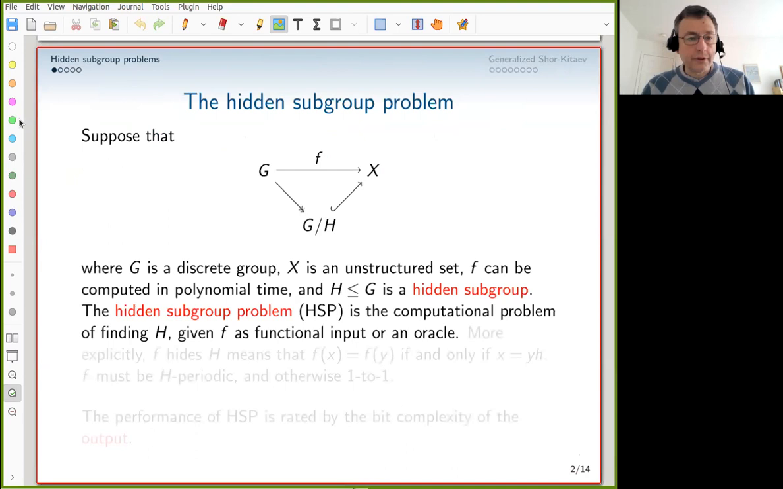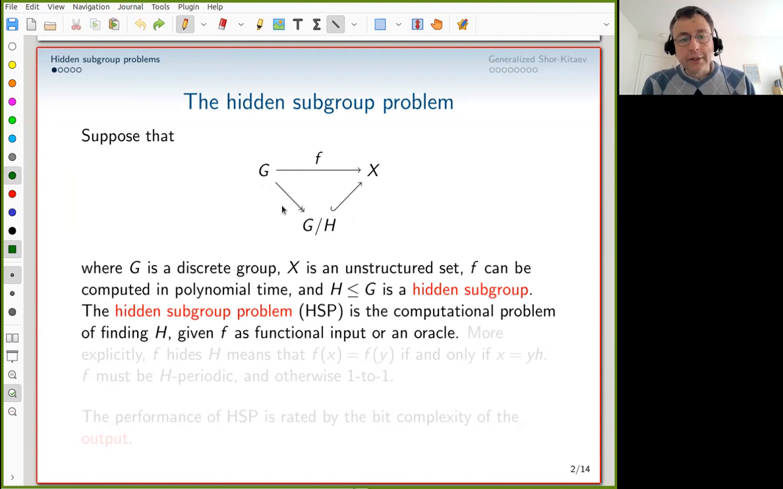So I want to start by discussing the hidden subgroup problem. This is going to be a little bit unnecessary, but I'm going to try my underlining facility. That's not the right color. I'm going to try with that color. Well, I don't know about that color either. Oh, here we go. Okay, well, fine, whatever.